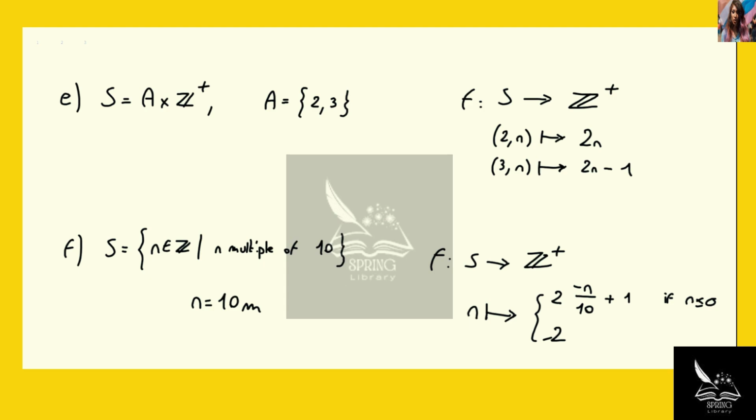And now for the remaining half of the set S, we just map n to twice n over 10 if n is greater than 0. So n is 10, 20, 30, n divided by 10 is 1, 2, 3, and we multiply it by 2, we get all the even numbers. So F is a bijection, and therefore S is countable.